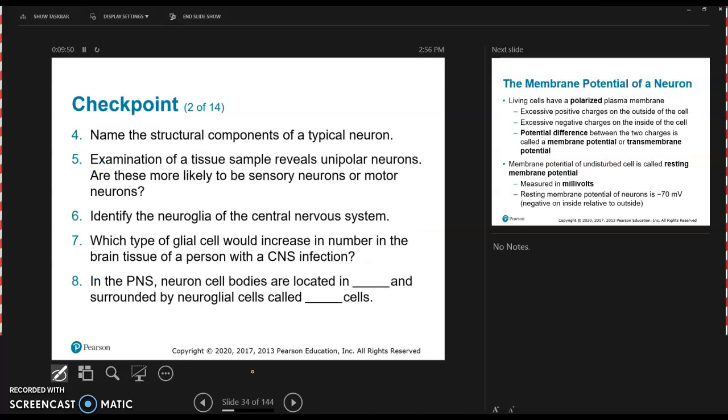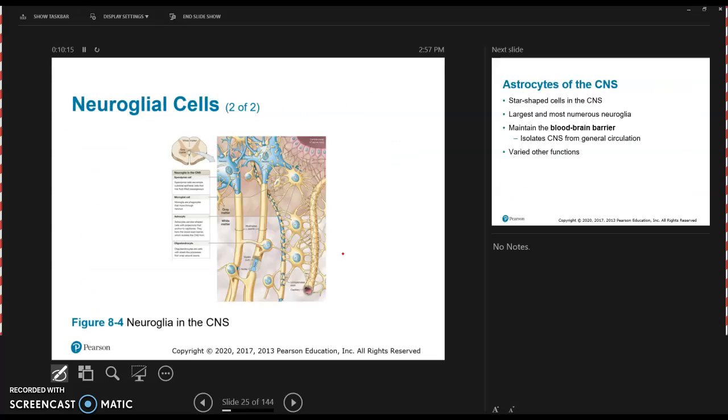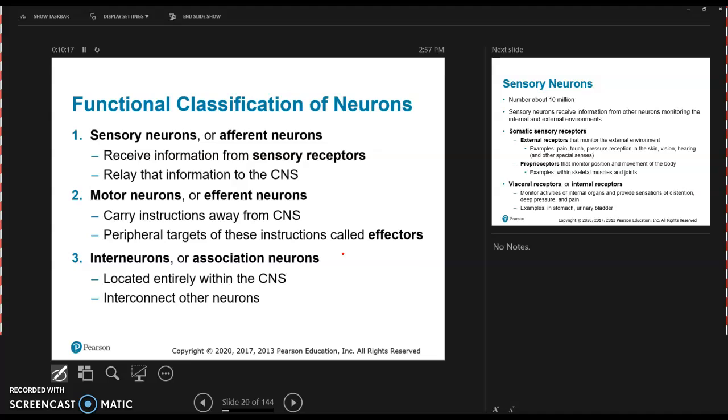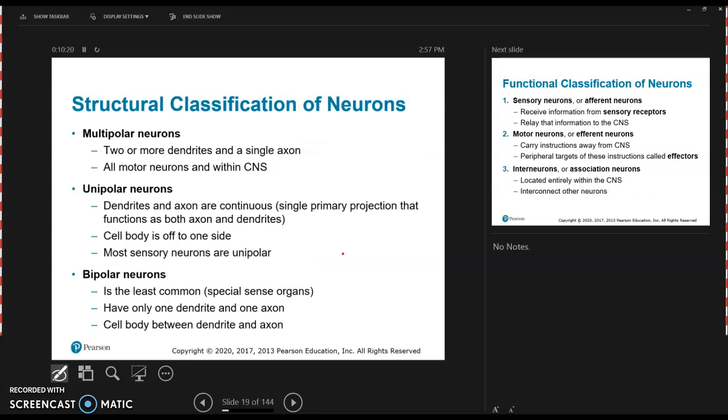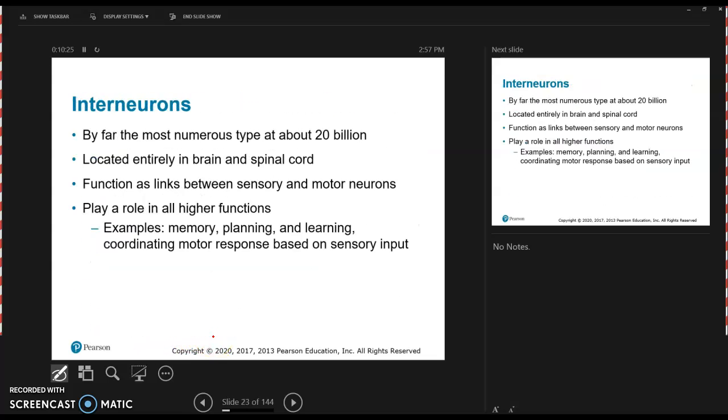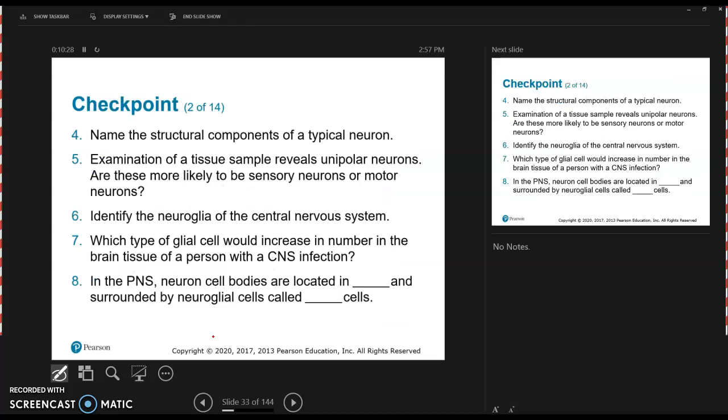And I'm going to skip this. Name the structural components of a typical neuron. So be able to name and describe dendrites, cell bodies, and axons. Examination of a tissue sample reveals unipolar neurons. Are these more likely to be sensory or motor? The unipolar neurons, remember, were sensory. If we go back in the slide just real quick, it just says here, most sensory neurons are unipolar. Okay, go back to our questions.